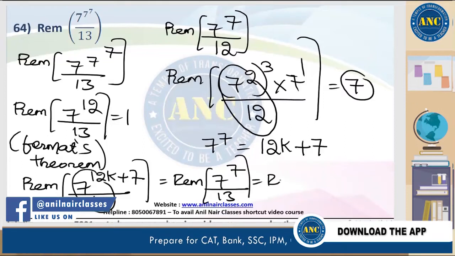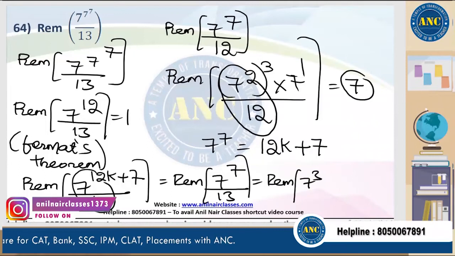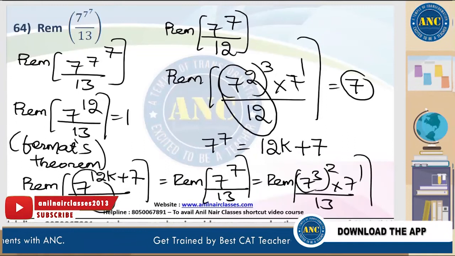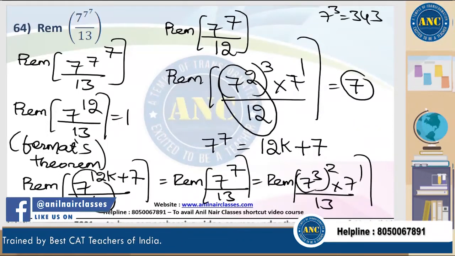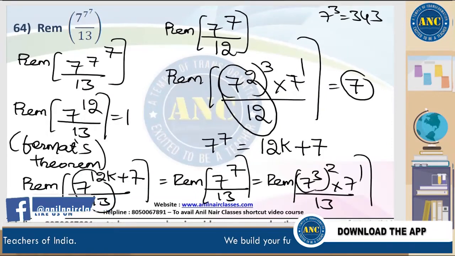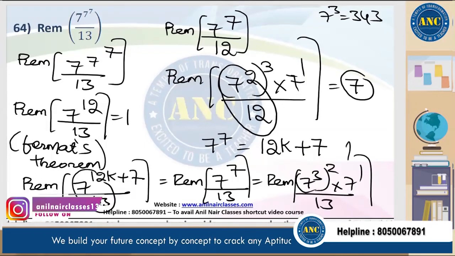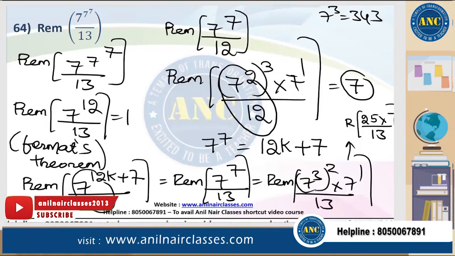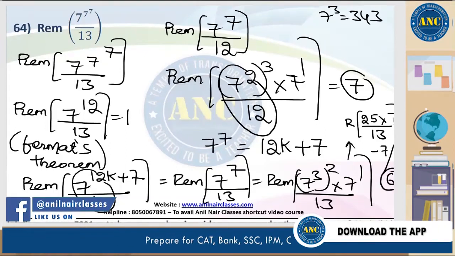So you can use any 7 cube whole square into 7 power 1 divided by 13. 7 cube is 343. 343 when divided by 13: 13 twos are 26, 83, 13 sixes are 78, 5. 5 square into 7, which is nothing but 25 into 7 divided by 13. 13 twos are 26, minus 1, minus 7. So the positive remainder will be 6.